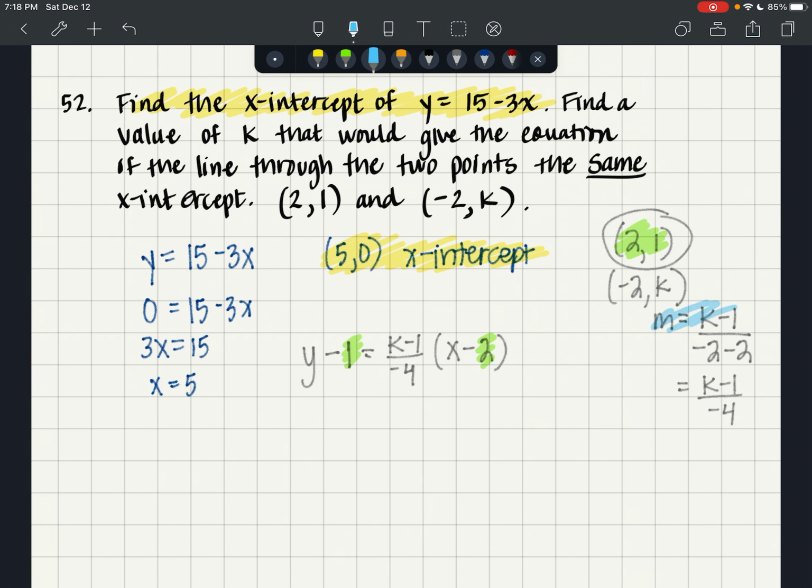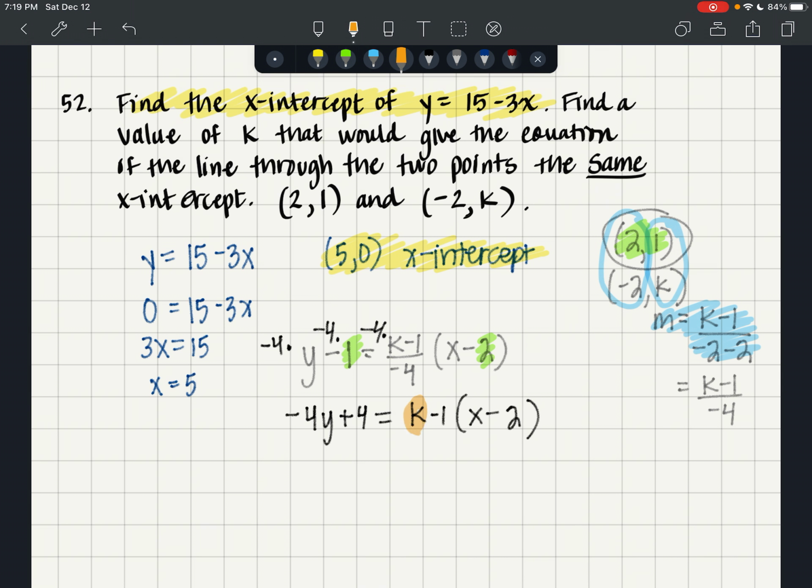The slope is y minus y, k minus 1, over x minus x, negative 2 minus 2. Now, if I was solving this, you know that we don't like that fraction with negative 4, so I'm going to multiply every term by negative 4. So negative 4y plus 4, right, equals k minus 1 times x minus 2. And you're saying, okay, well, what are we doing here? Well, we want to find the value of k. So remember, we need just this value right here.